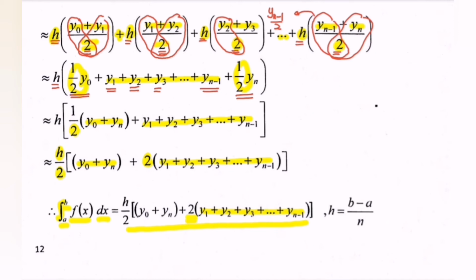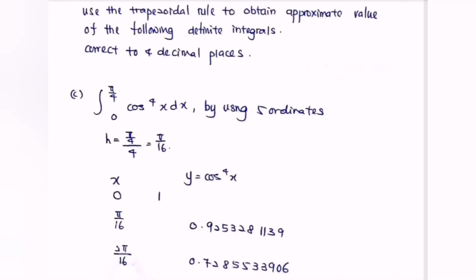With h equals b minus a over n, where n is the number of strips, number of intervals, or number of parts. So previously we already discussed how to obtain the formula for the trapezoidal rule. So now, based on the question, use the trapezoidal rule to obtain the approximate value of the following definite integral, correct to 4 decimal places. So kindly refer to the example.